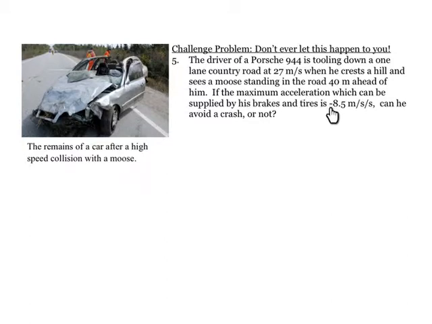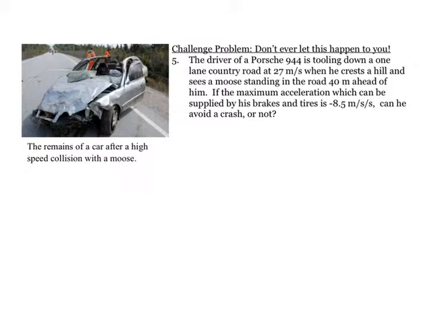They tell us that the best the car can do is slow down at a rate of 8.5 meters per second, so they're giving us an acceleration, and they're asking us if we can avoid a crash or not. I always call these a "does he crash" question or a "does he hit the moose" question, just in honor of this problem right here.